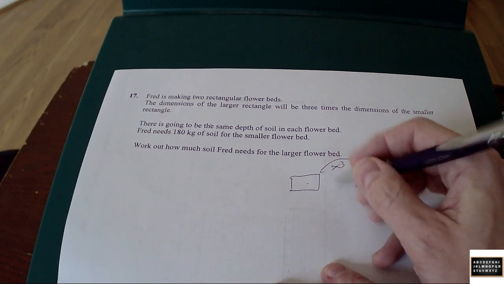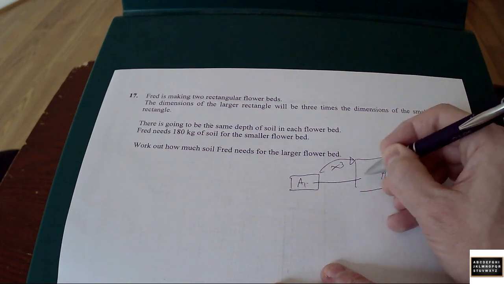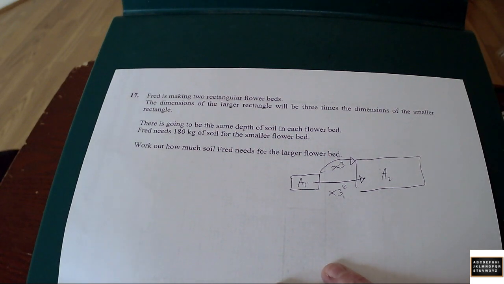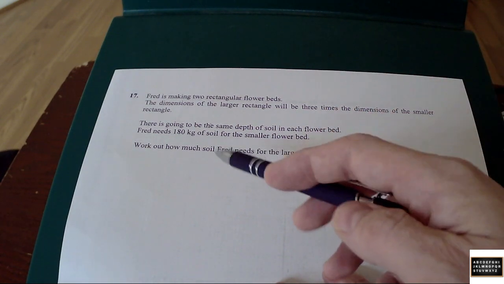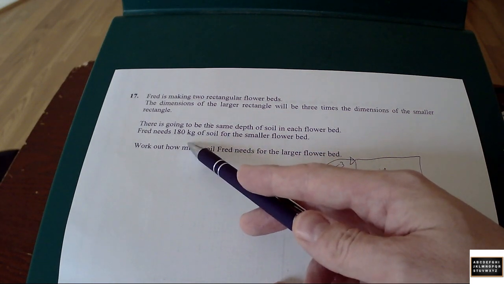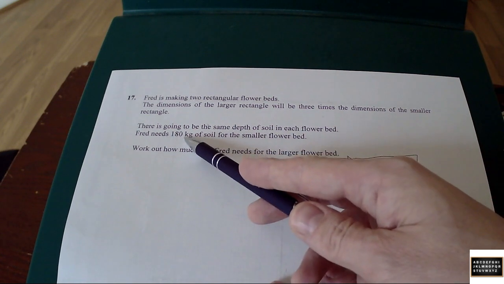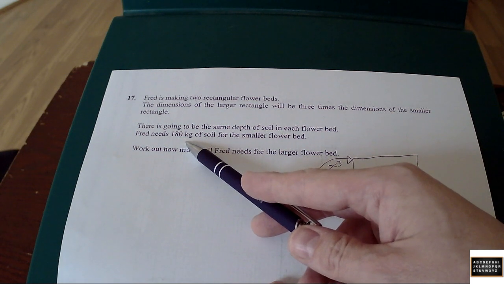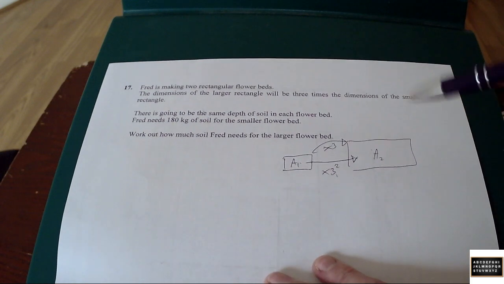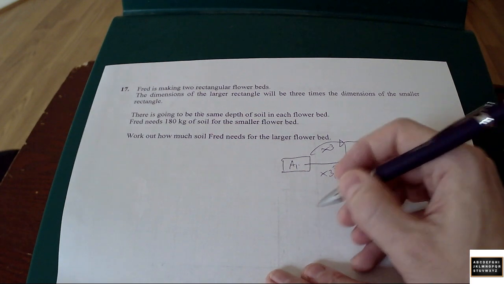Now you will know from the work that you've done that your area scale factor, to get from one to the other, will be 3 squared, the length squared. You've probably learned that at some point in the past. Why is area important? Because you're going to cover the area with this amount of soil. It's saying if you need 180 in the smaller flower bed, how much do you need for the larger flower bed? So you just do 180, the kilograms of soil for the smaller one, times by 9 to get the mass you need for the larger one. If you work that through, you will get that very quickly.